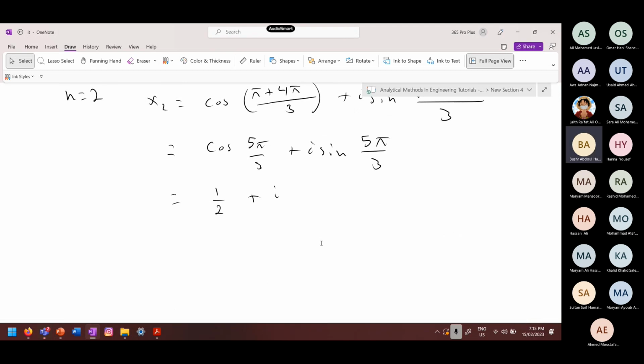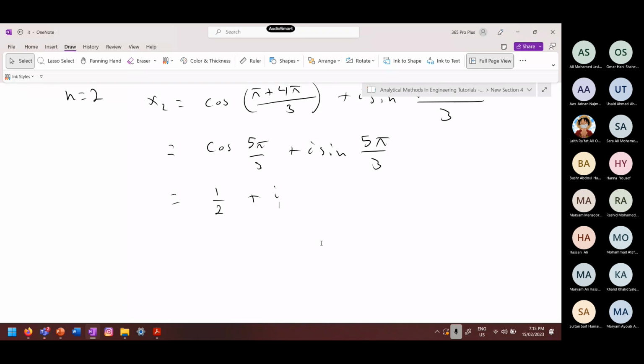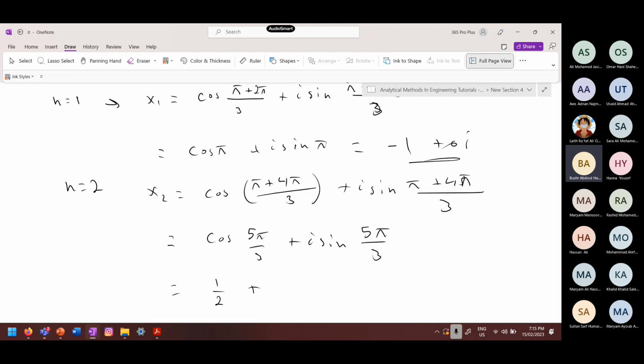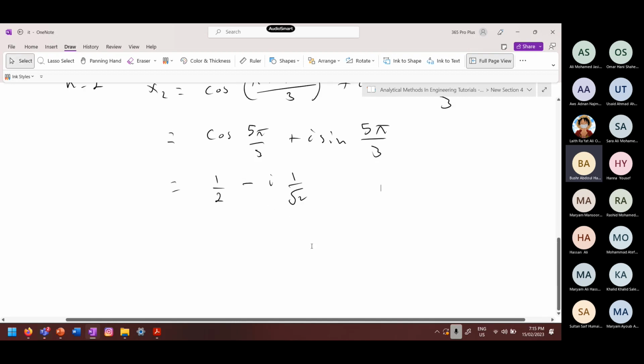Five pi over 3. No, I want a sign. Okay, just find the value. I think the value is negative pi 1 over square root of 2. It must be like that. Now you find n equal 3, which is x of 3.